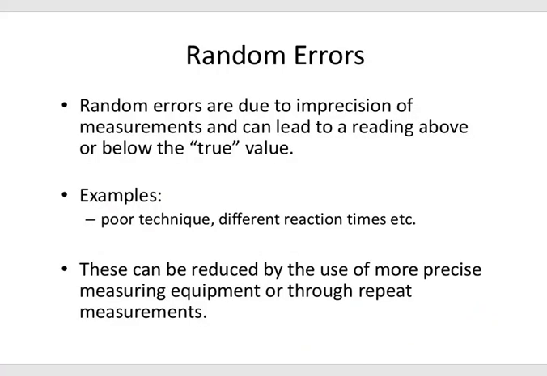There are two types of error, random error and systematic error. What is random error? The random errors are due to the imprecision of measurements and can lead to a reading above or below the true value. For example, poor technique, different reaction times. And how can we reduce this error? This error can be reduced by using more precise measuring equipment and repeating the measurements.